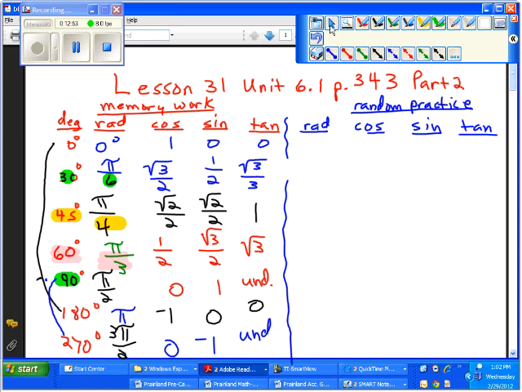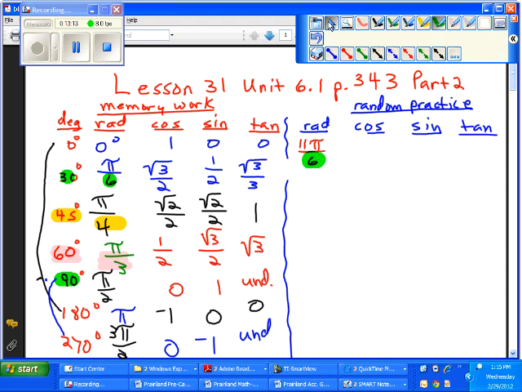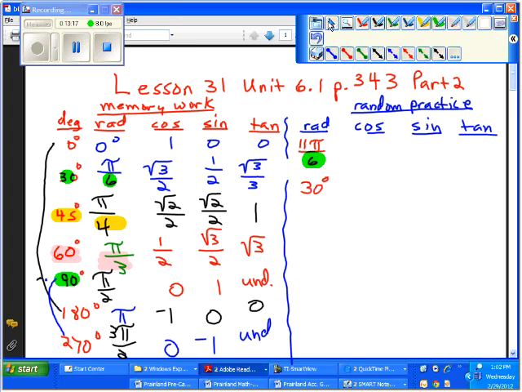Let's say that we had 5 pi. No, let's make it bigger. Let's do 11 pi over 6. Okay. First thing we're going to think is what? What's the reference angle? My denominator is 6. Therefore, my reference angle is 30 degrees. Very good. Because 180 divided by 6 is 30.